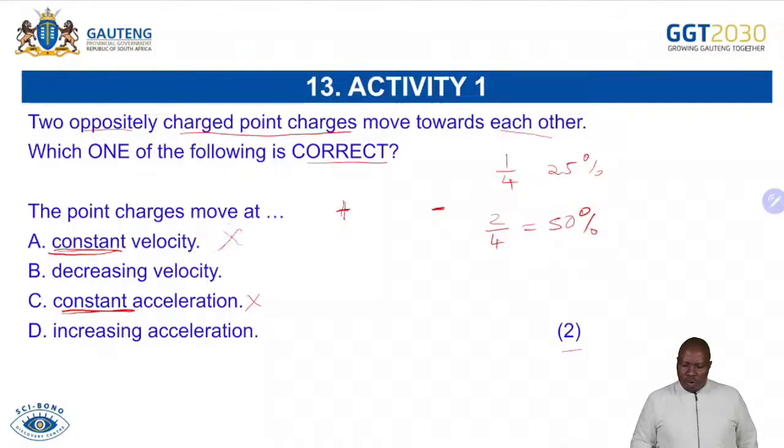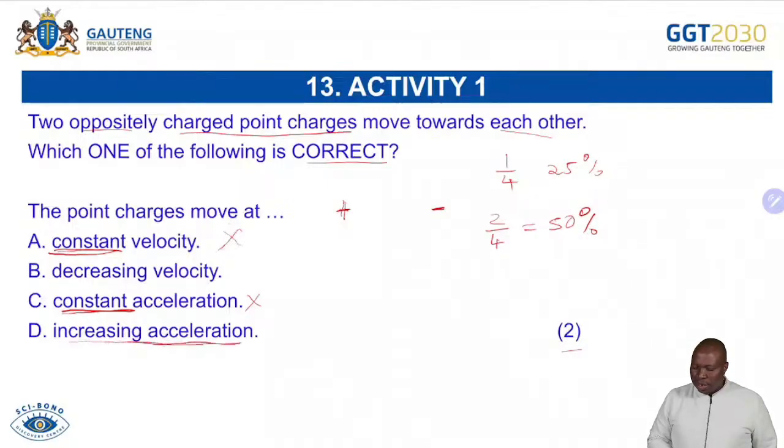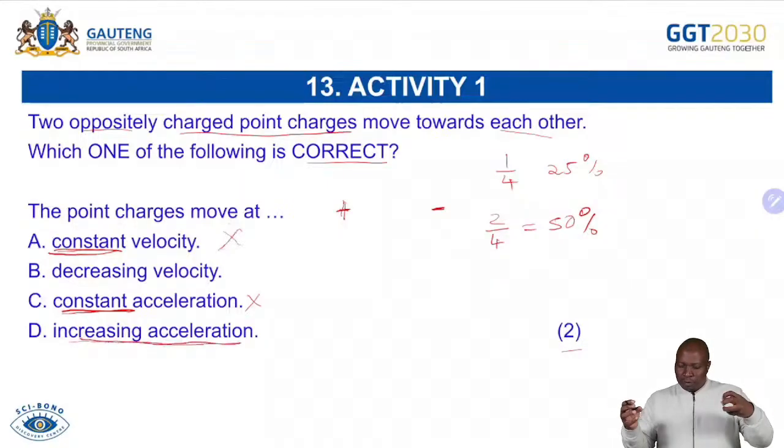So now what is happening? And the correct answer is that now we are talking here about acceleration, which is now, it means when the opposite charge objects are moving towards each other, the acceleration is increasing.